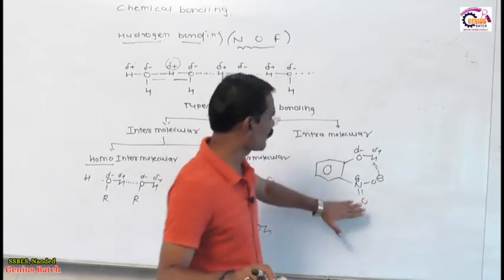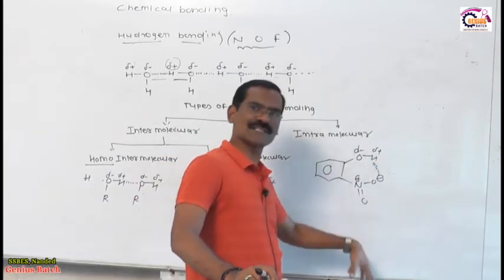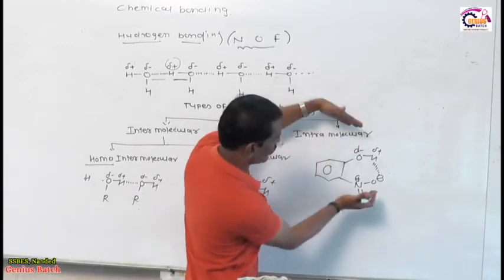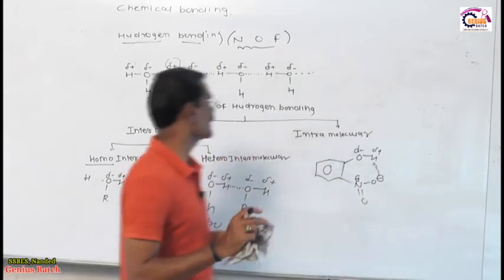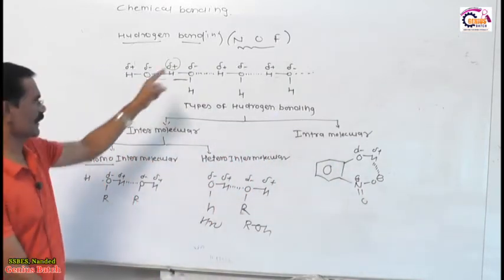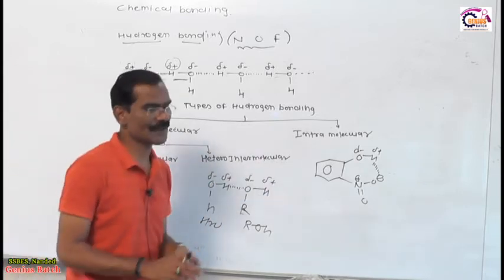This is one molecule. Its hydrogen bonds with its own functional group. It is one molecule, right? When hydrogen bonding occurs within one molecule, then this is called intramolecular hydrogen bonding. So these are the types of hydrogen bonding: homo inter, hetero inter, and intramolecular.